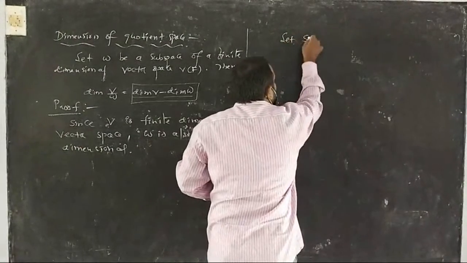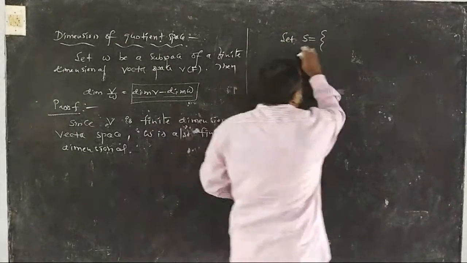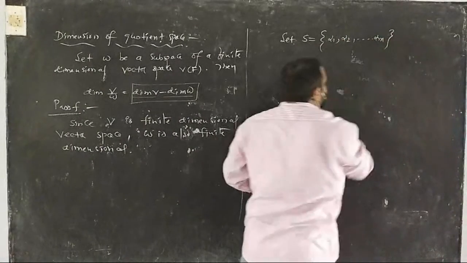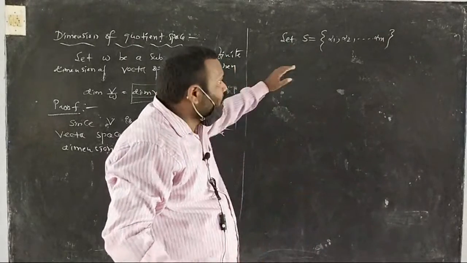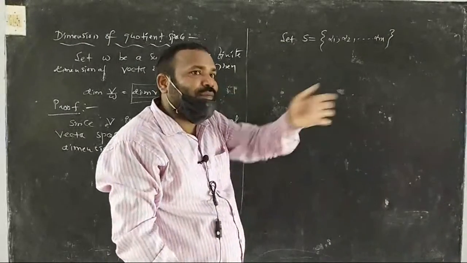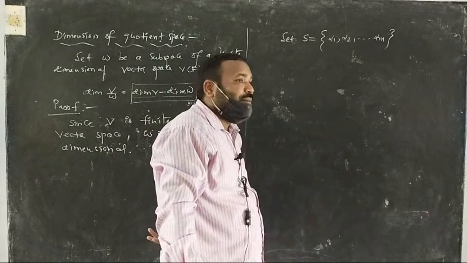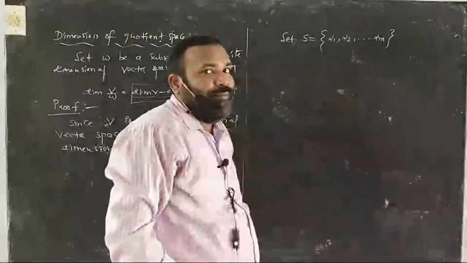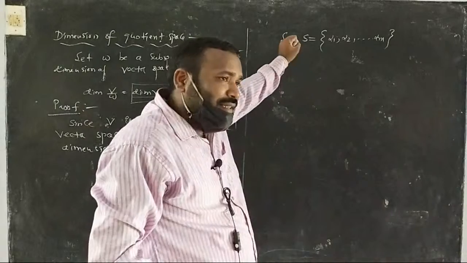Let us consider a set S consisting of all alpha 1, alpha 2 and so on, alpha m. It has m vectors, so the cardinality of S is m. M is finite. If we can say how many, it is called finite. If we cannot say how many, that is infinite. The set of natural numbers is infinite, because we can't say how many natural numbers there are. But S is a set consisting of m vectors. That means it is finite.